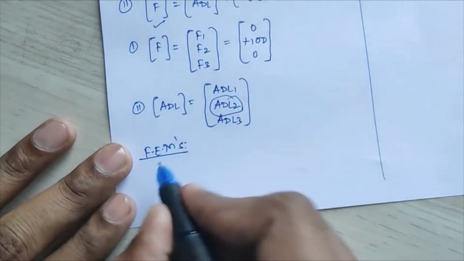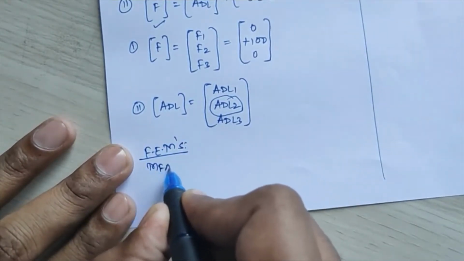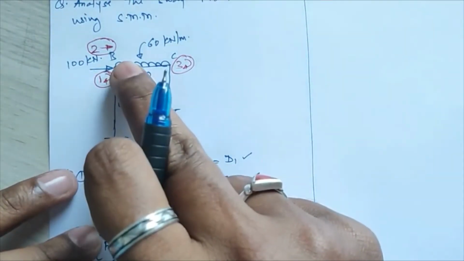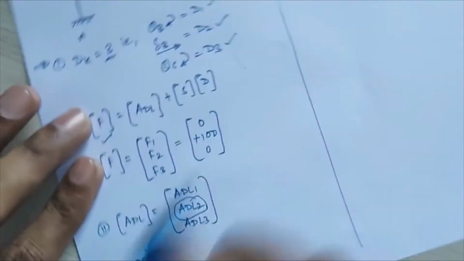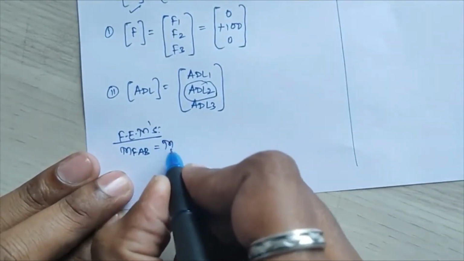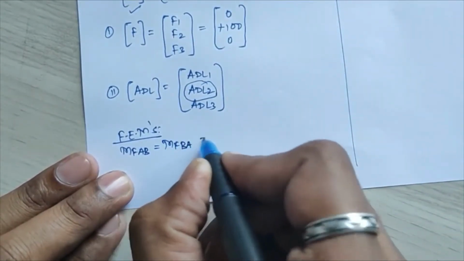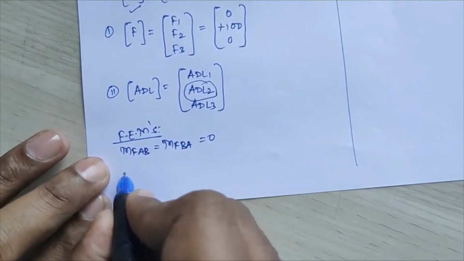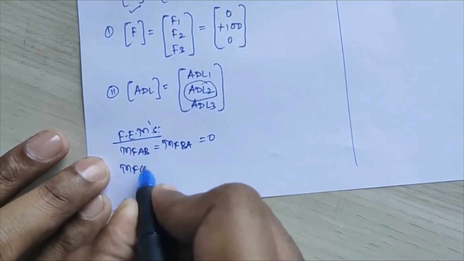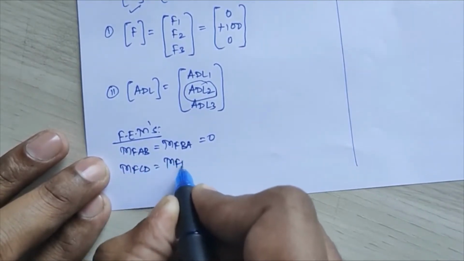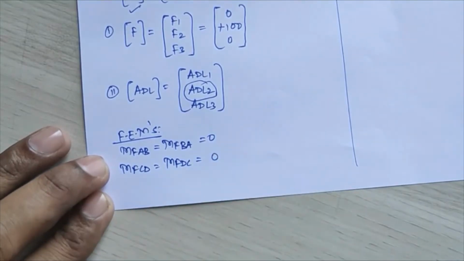We'll calculate all the friction moments first. So the first friction moment will be MFAB. No UDL loading is provided in AB, so here your friction moments MFAB and MFBA will be 0. Same way your friction moments MFCD and MFDC will also be 0, because there is no loading provided there either.